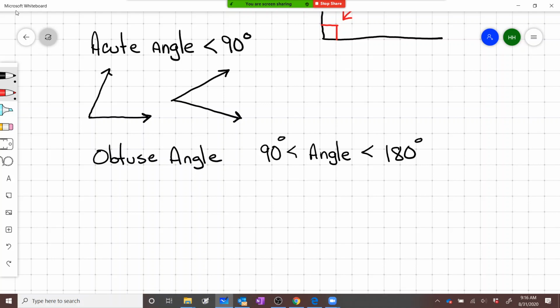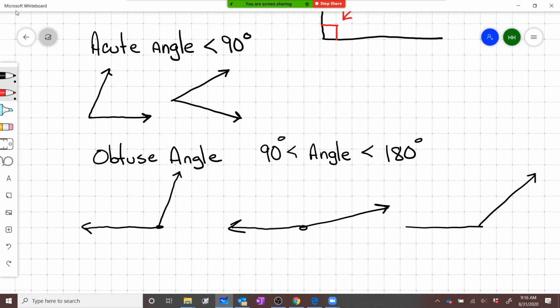So obtuse angles look like, here's one that's just a little bit bigger than 90 degrees. And then here's one that's a lot bigger than 90 degrees. Okay, any of these. Those are all obtuse angles. Greater than 90, less than 180.